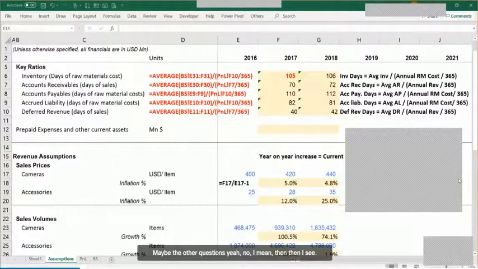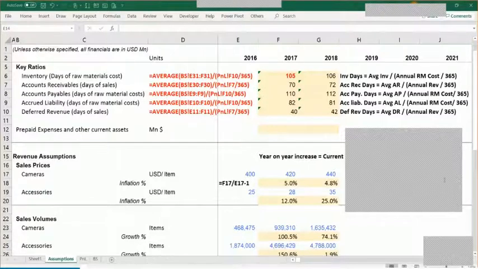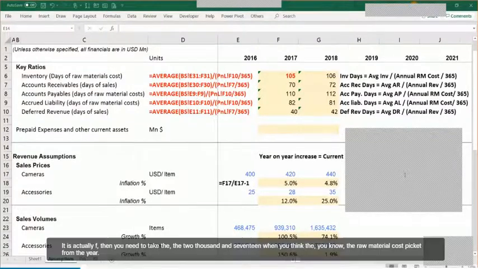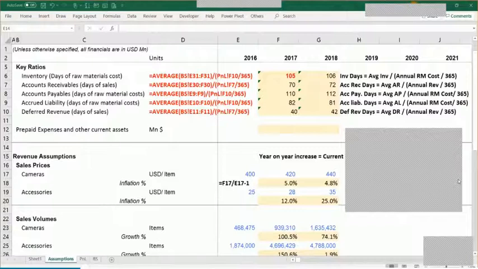Let me read other questions. Vishaki, I hope this is clear now. Abhinandan, I see in your formula you are taking E10 in the denominator, but it is actually F10. You need to take the 2017 data. When you pick the raw material cost, pick it from the year 2017.